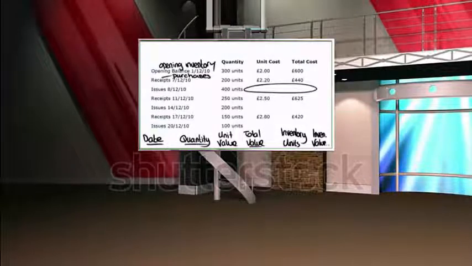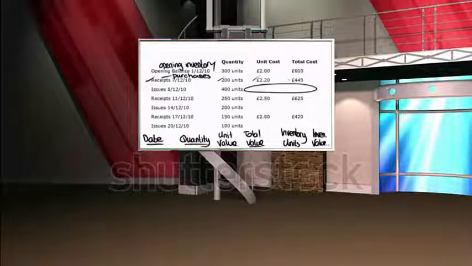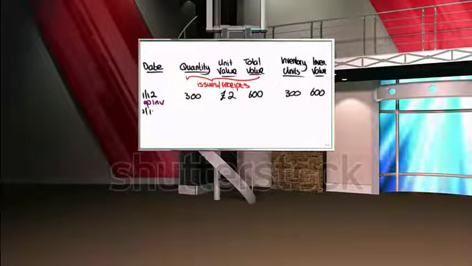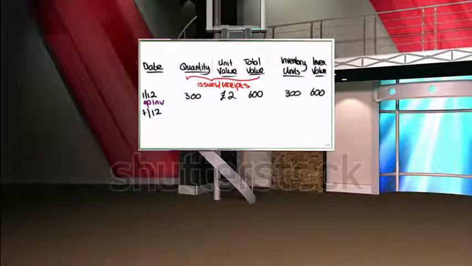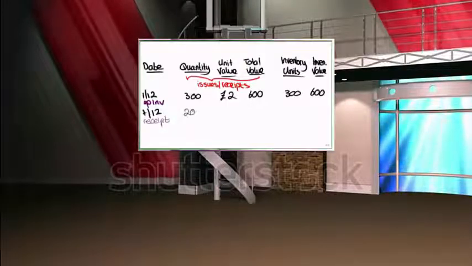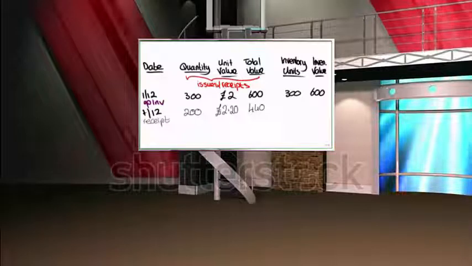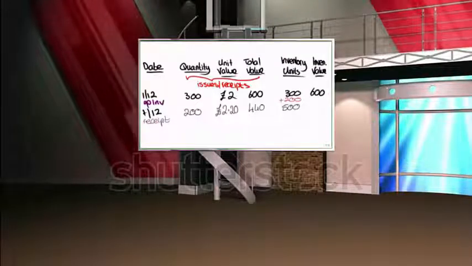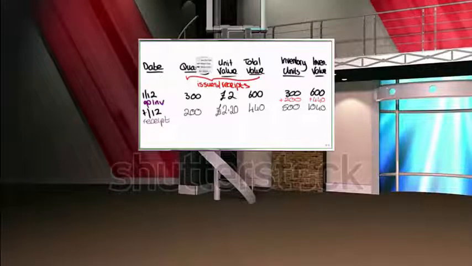Let's look up. We're told then on the 7th of December we had a receipt of 200 units at a unit cost of £2.20, total cost of £440. We purchased inventory, so this will increase our inventory level. So we'll record on the 7th of the 12th a receipt of 200 units costing £2.20 per unit, total value £440. So if we add this on now, we had 300 units. We need to add on the 200. So now we've got 500 units with a total value of 600 plus 440, so total value £1,040.